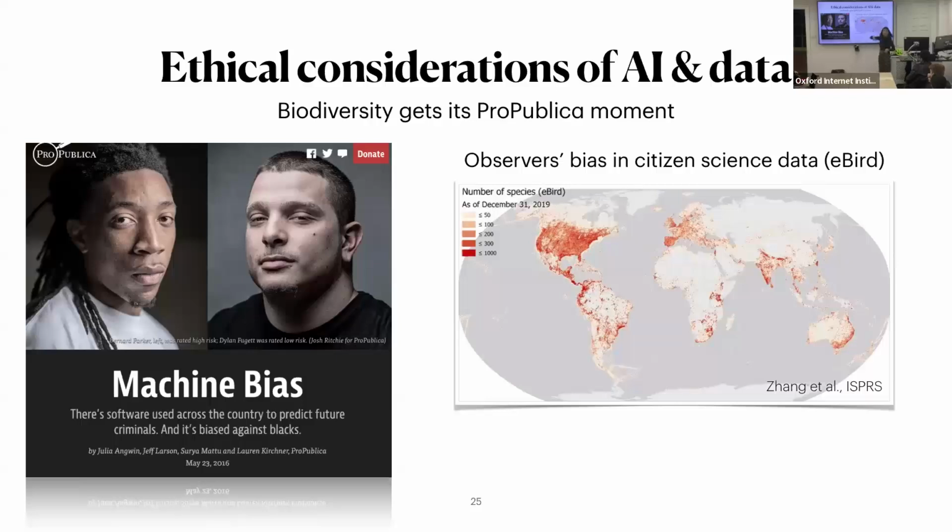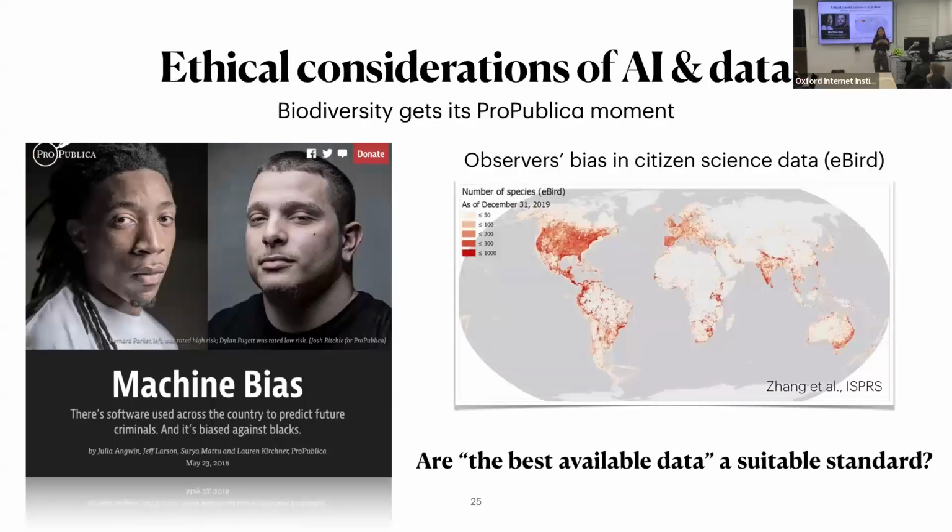So we have a lot more observations of biodiversity in North America and Western Europe than we do in the rest of the world. But unsurprisingly, that is not in fact where the majority of the biodiversity is. So you'll notice that, for example, the Amazon, which is among the most biodiverse regions in the world, has very few observations relative to Western countries.